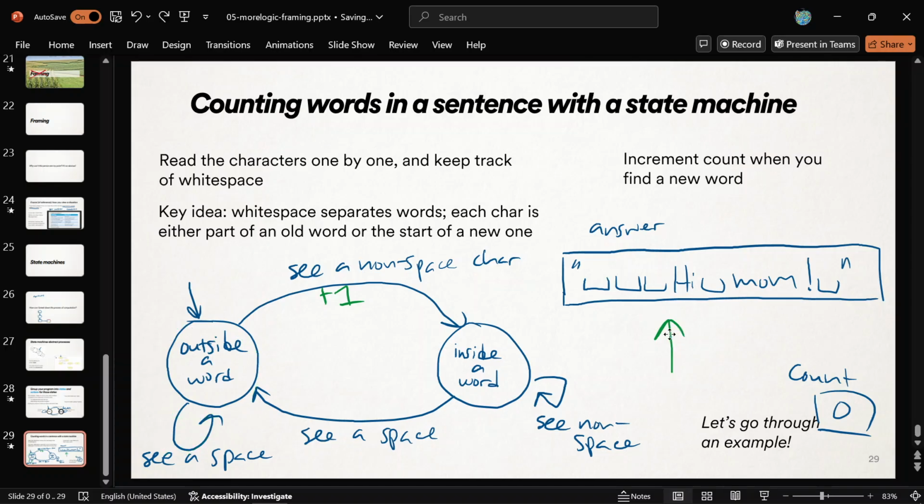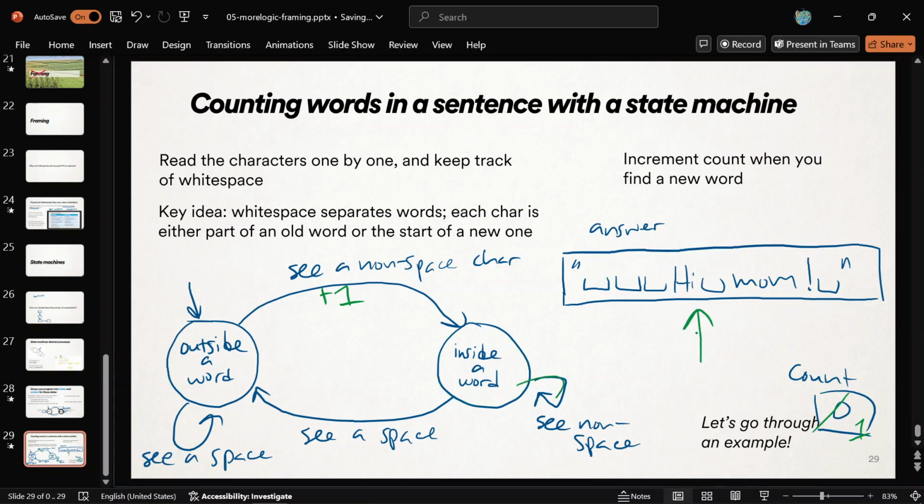So we're outside of a word right now, but then we see the H. So we were here, and now we follow this transition to here. Do you see how that was the one that noticed a brand new word? Now we're suddenly inside of a word. That was the first character of it. We're in this state now. We followed this transition, so we better add 1 to our count. 1.